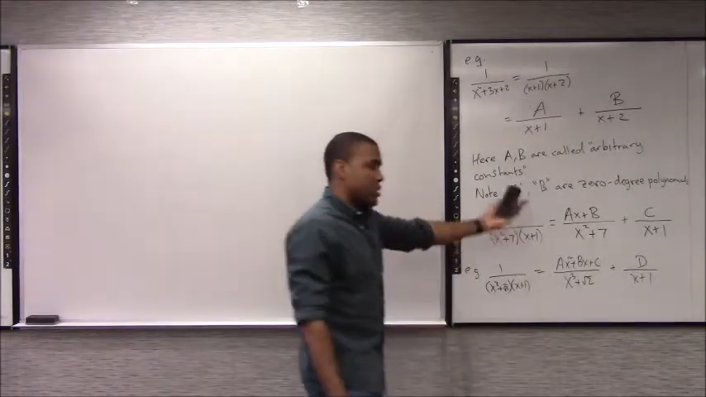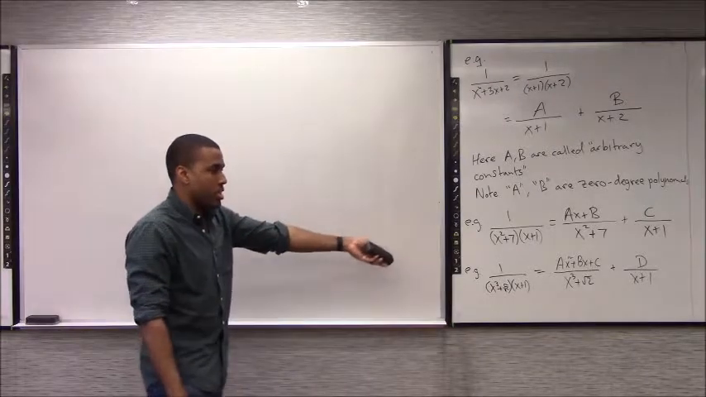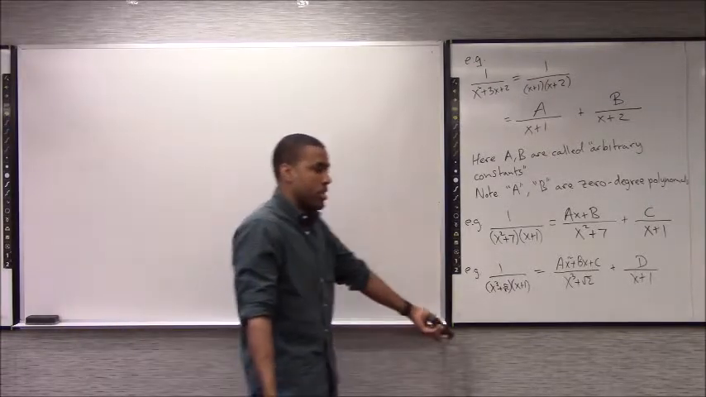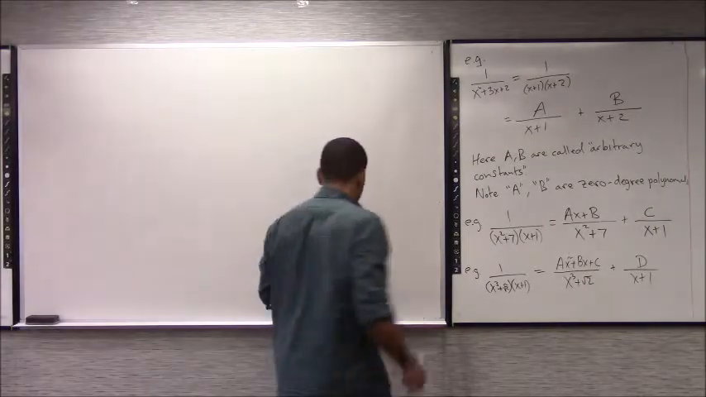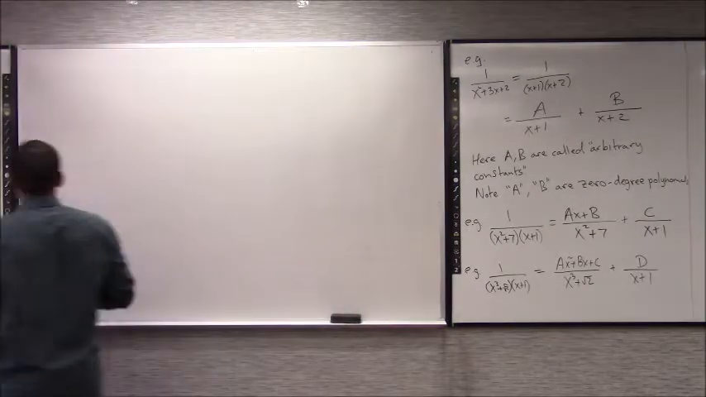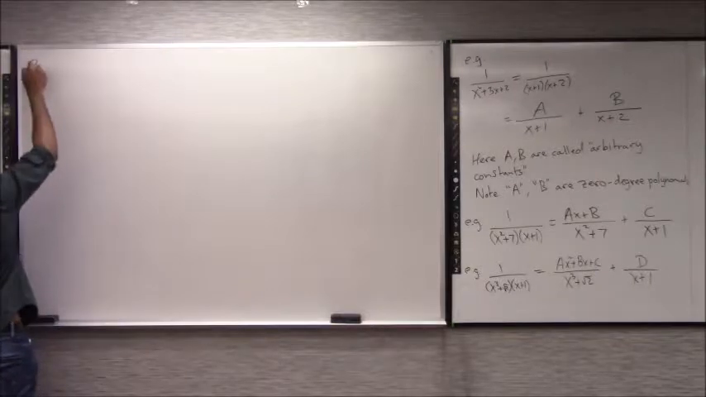And of course the goal is to find these arbitrary constants. What are these numbers a, b, c, and d? That's going to be ultimately what we want to get to, but there are still more situations to consider. So this is 3b.